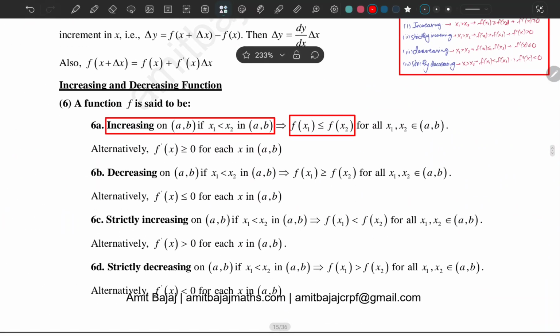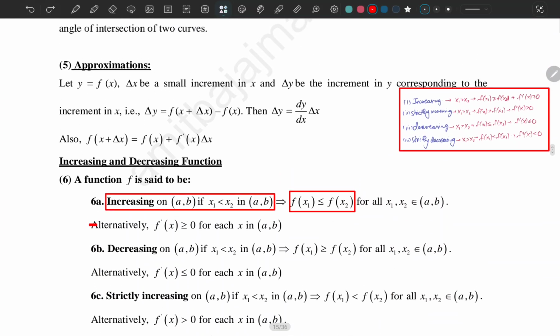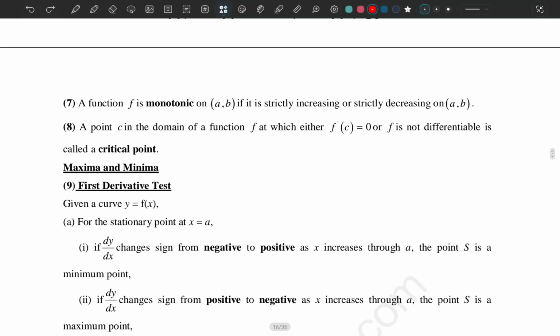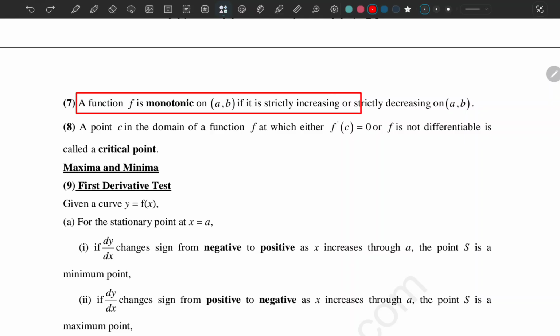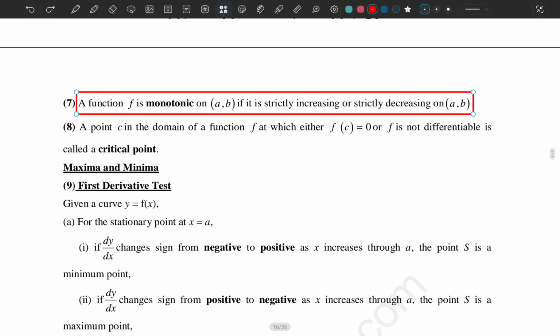Okay, and don't think about the other stuff because it is quite complicated to understand, but what I just explained to you is more important. Okay, a function is monotonic if it is strictly increasing or strictly decreasing on a given interval [a, b]. Then that is called a monotonic function.